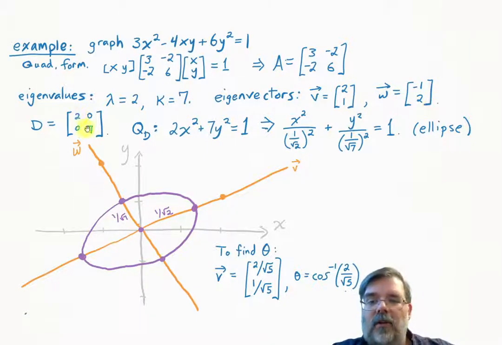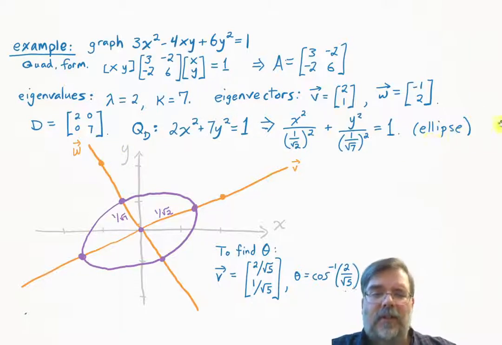And at this point, we have a diagonal matrix, 2, 7. So we have this quadratic equation, 2x squared plus 7y squared equals 1. Rewrite it in our standard fractional form. That gives us the values of alpha and beta. We know this is going to be an ellipse because we have 2 positive numbers here. And so we get the equation of an ellipse.